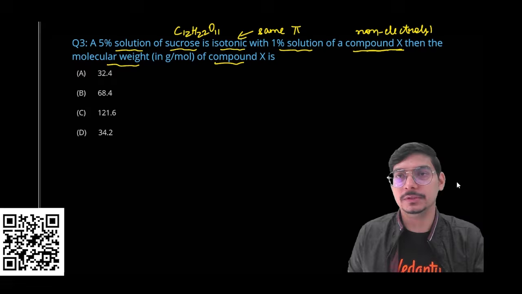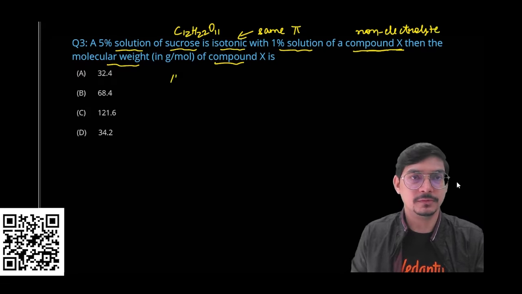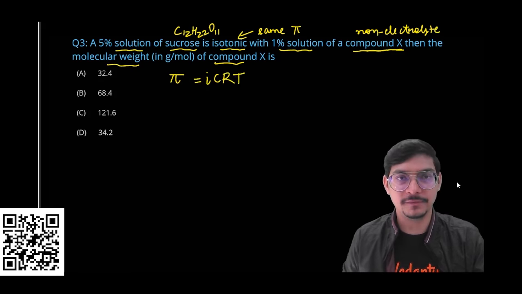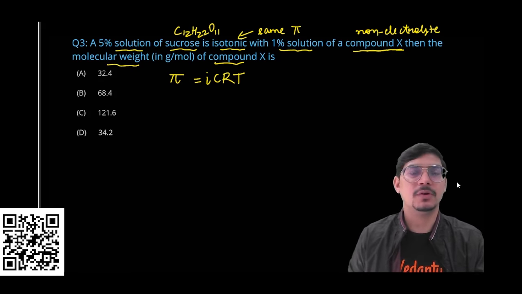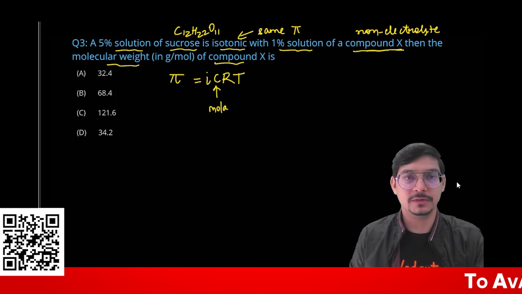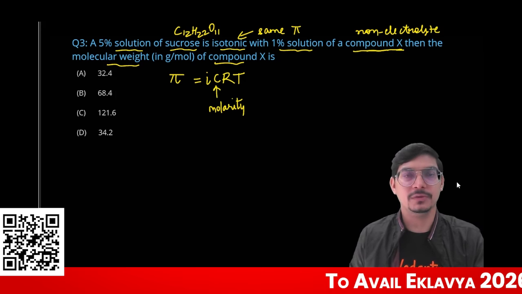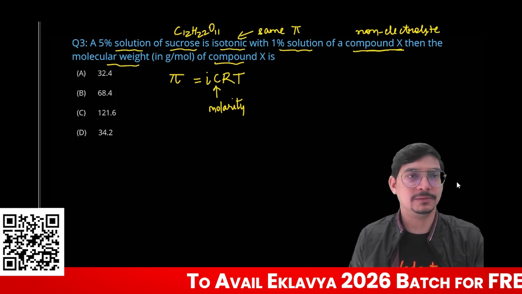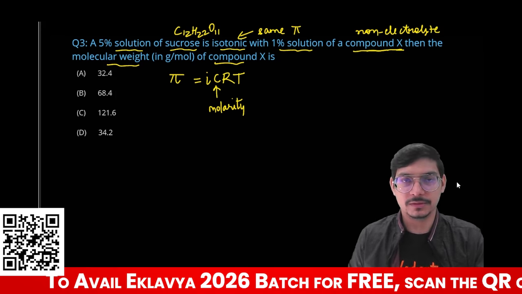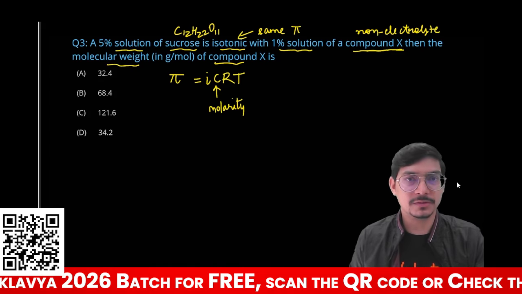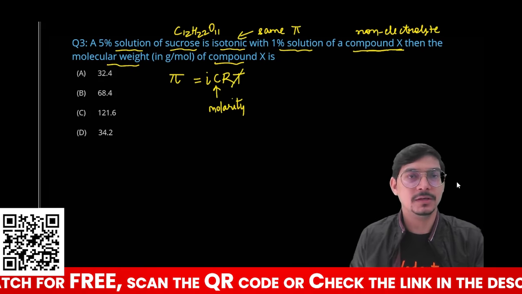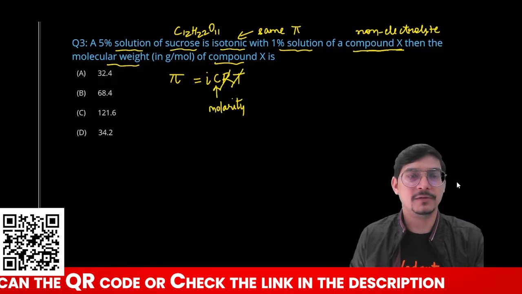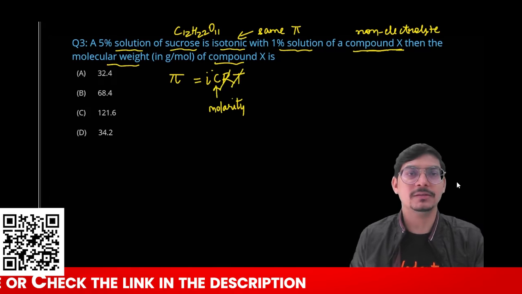Now, as per the equation of osmotic pressure, pi is equal to iCRT, where i is the van 't Hoff factor, which is only significant if the solute is an electrolyte. C is the molar concentration, so effectively it is molarity. R is the universal gas constant and T is the temperature in Kelvin. Given the information in this question, we will assume the temperature is also the same, so that will cancel. R will cancel and the van 't Hoff factor will be 1 because both solutes are non-electrolytes.